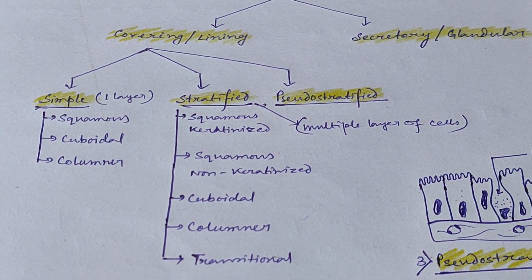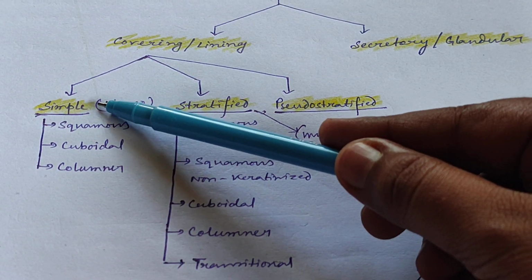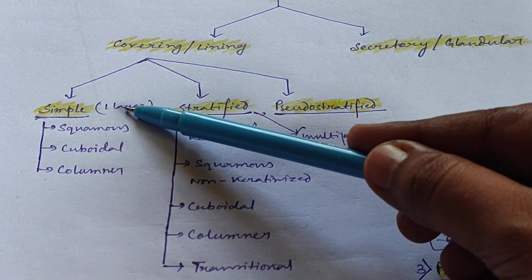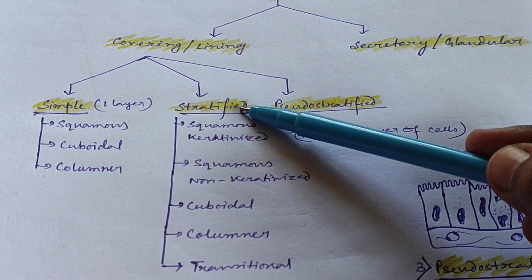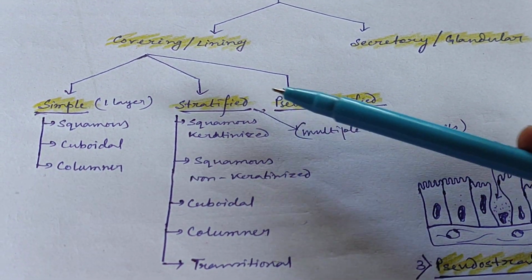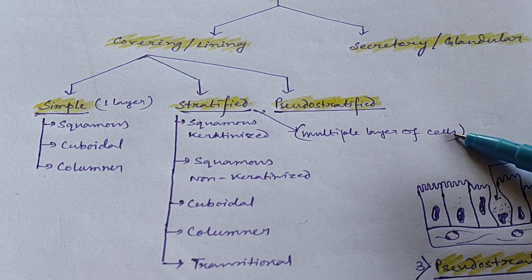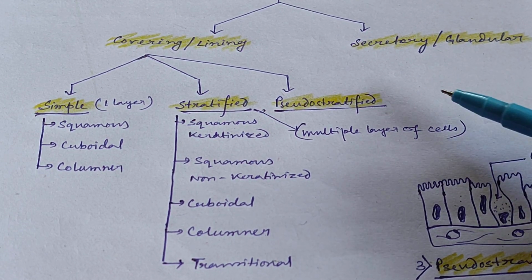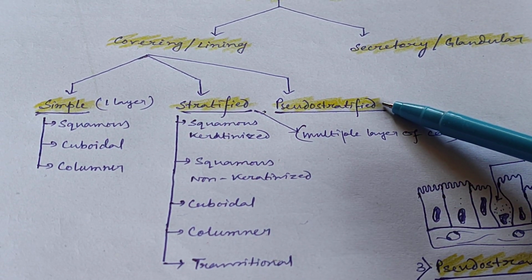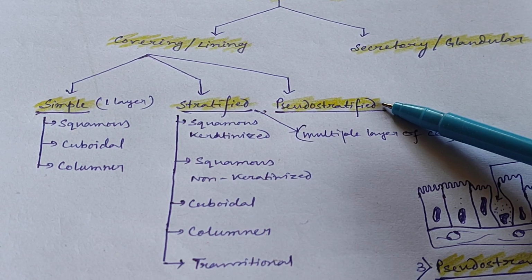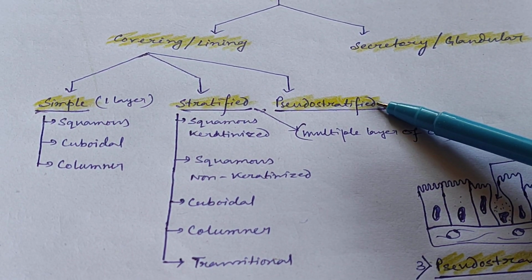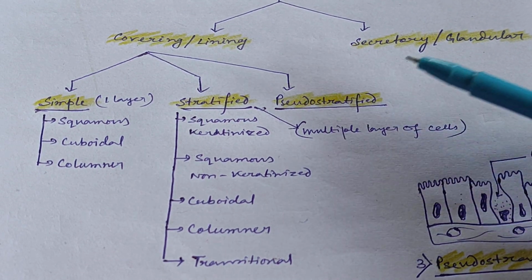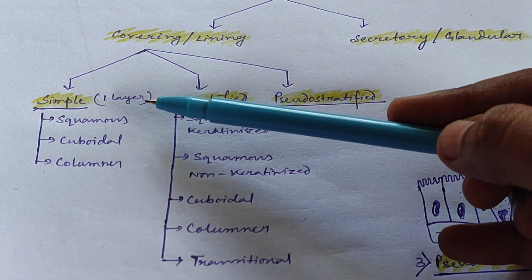What are those? Those are simple epithelial tissue, which is composed of only one layer of cells above the basement membrane. Then stratified epithelial tissue, which is composed of multiple layers of cells on the basement membrane. And another one is pseudo-stratified epithelial tissue, which looks like a stratified one but is actually a simple one. Okay. So let's take a look at each type.